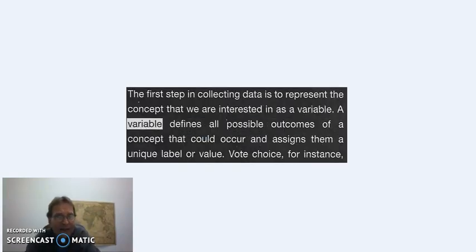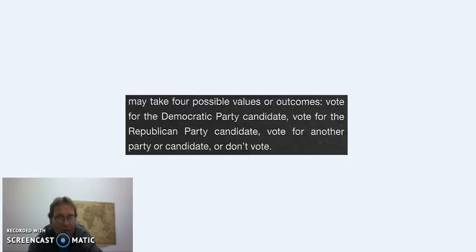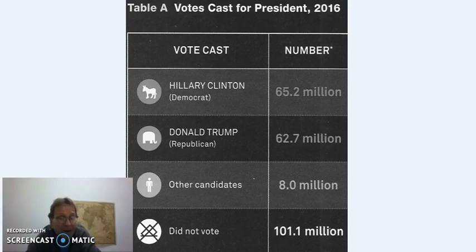The first step in collecting data is to represent the concept that we are interested in as a variable. A variable defines all possible outcomes of a concept that could occur and assigns them a unique label or value. So it's an outcome with a label or value. Vote choice, for instance, may take four possible values or outcomes. Vote for the Democratic Party, Republican Party, vote for another party, or don't vote. And here are the results of the 2016 presidential election. We see the four variables and the number that occurred, or the votes for those four possible variables.